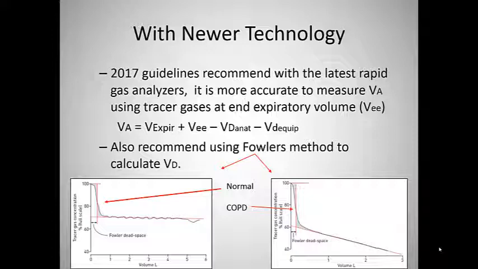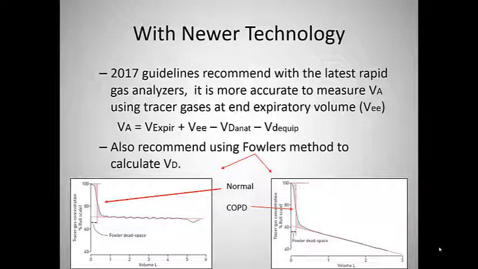Now, the new guidelines, we don't have the technology to do this yet, but this is going to be coming down the road within a couple of years. Remember how I mentioned that we measure dead space with a calculation? We really don't have to do that. There are several different ways we can do it. If you remember your old physiology, there's what we call Fowler's method of measuring dead space.